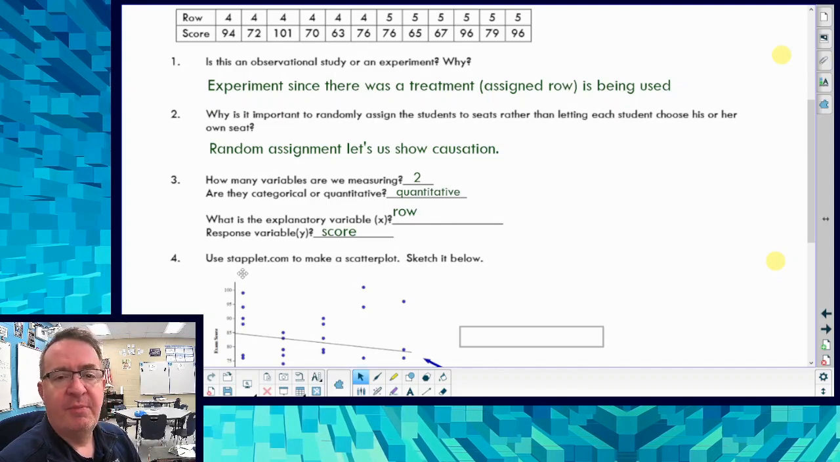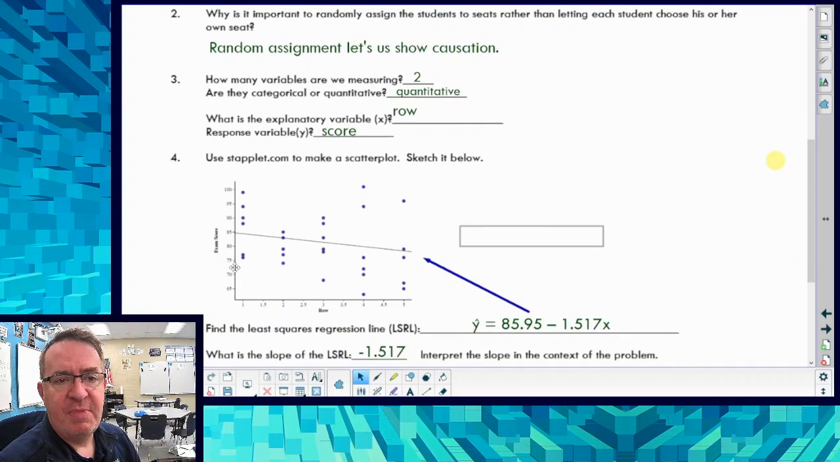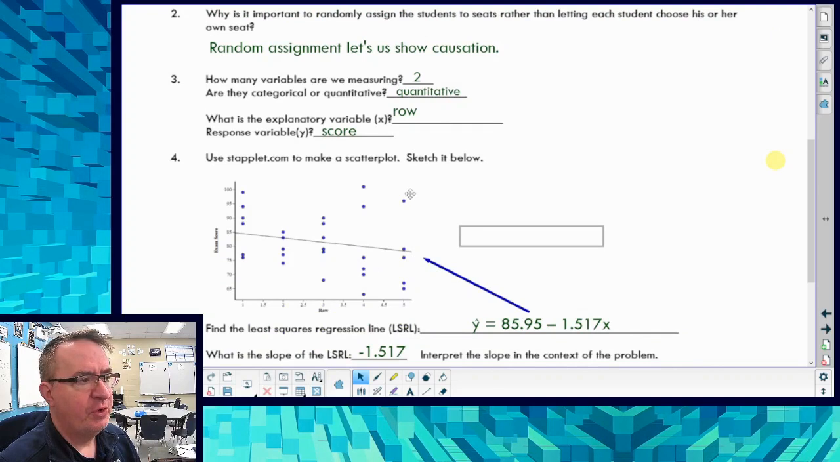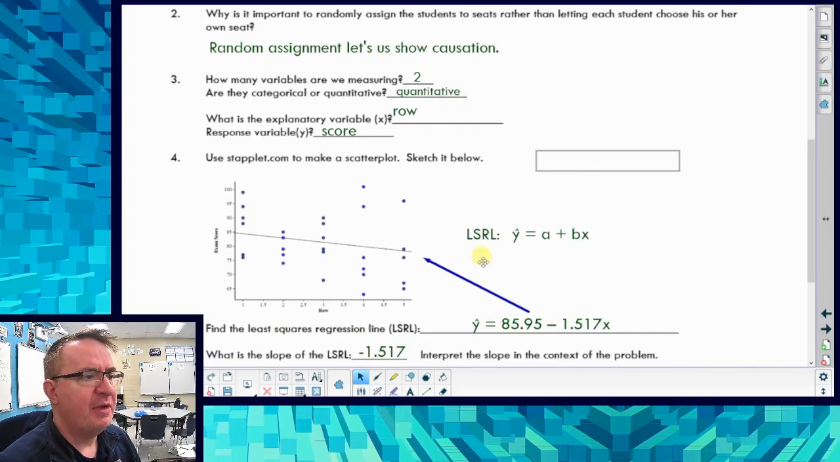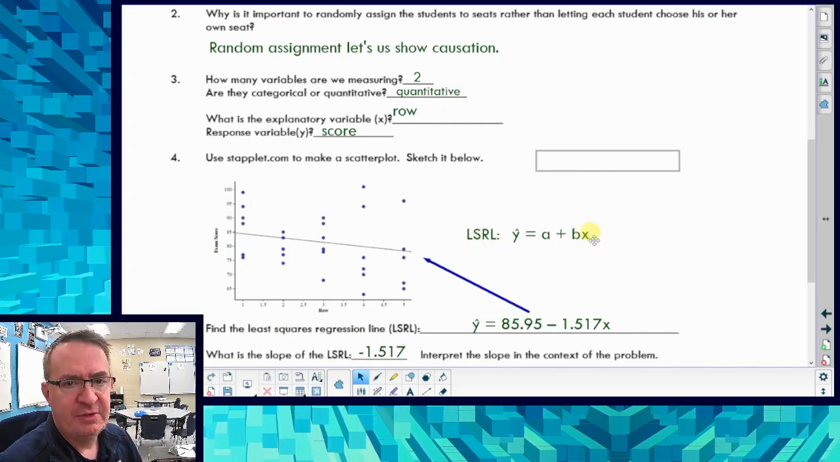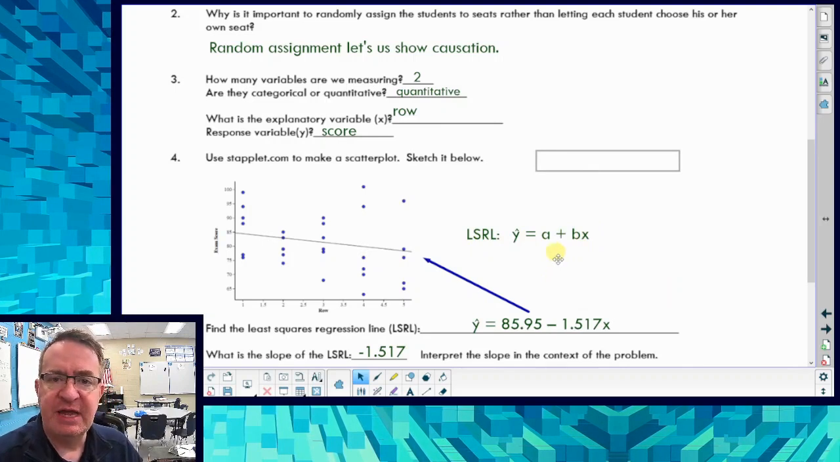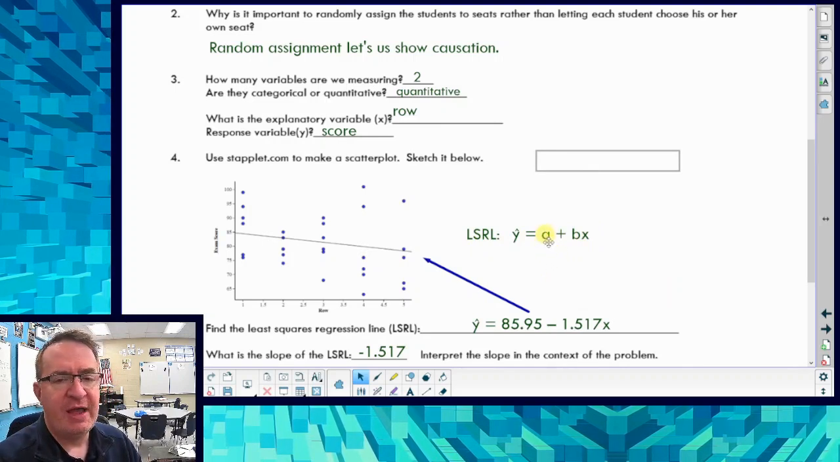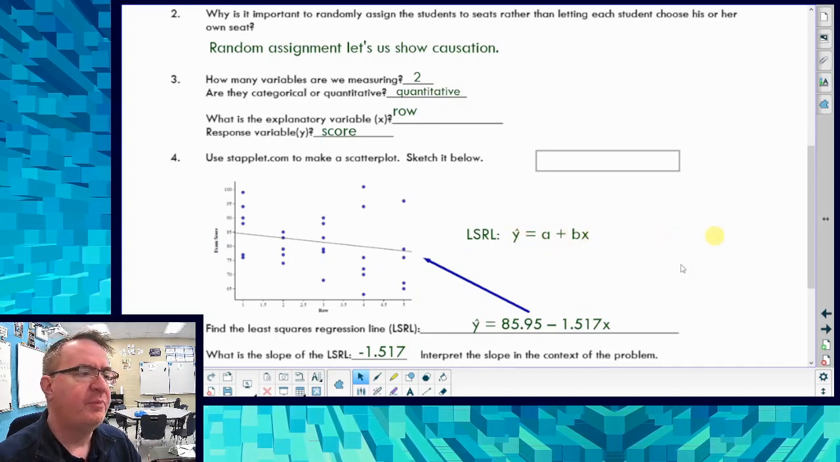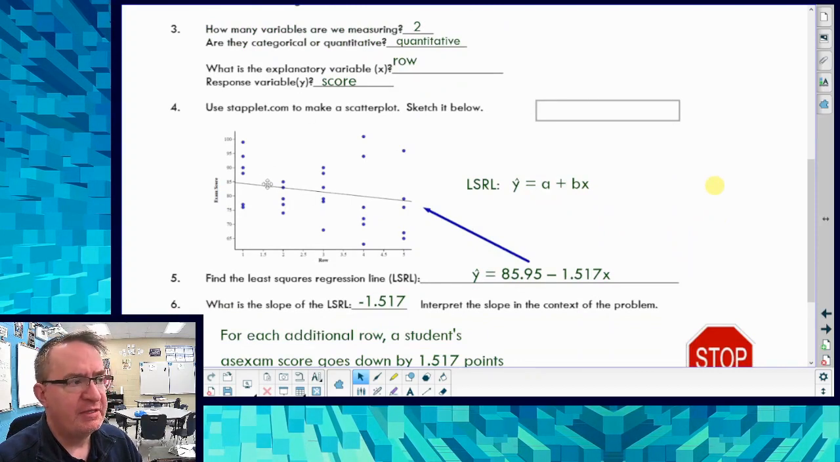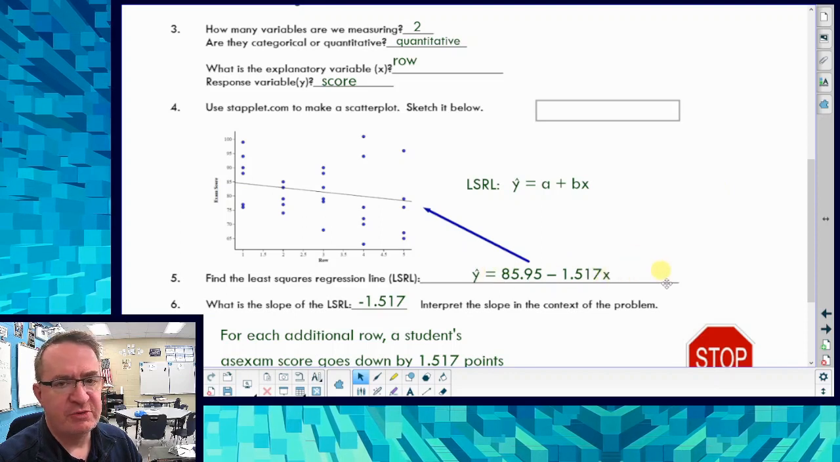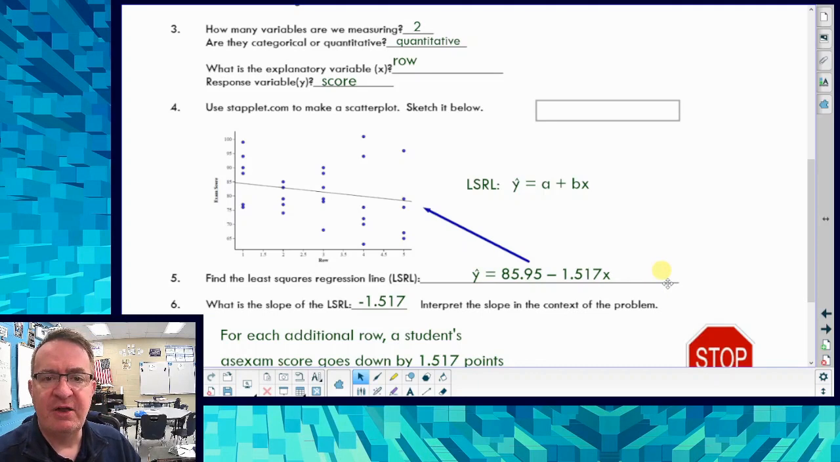The Statplet down here makes this graph, and when you run it, you can see the different rows are all stacked on top of each other, which is fine. If you remember before, what ends up happening is we get this least squares regression line. If you're running it on your TI-84 calculator, you can run either ax plus b or a plus bx. This is the standard linear regression line. If I look at the Statplet and ask for it, it gives me this down here as my least squares regression line.